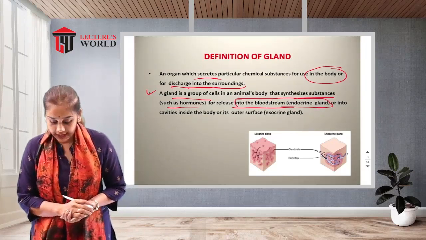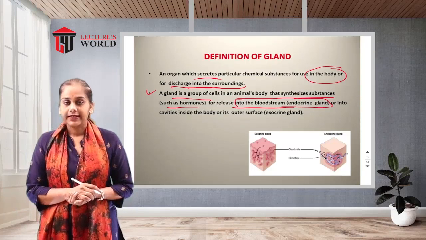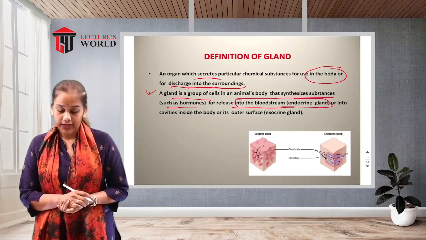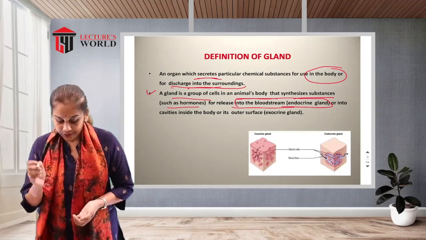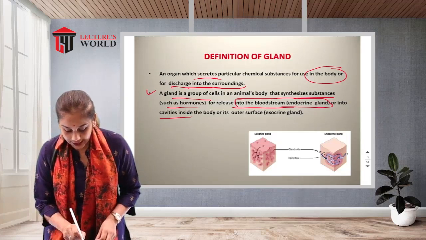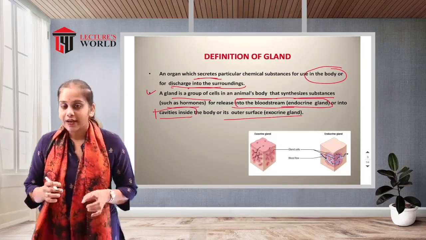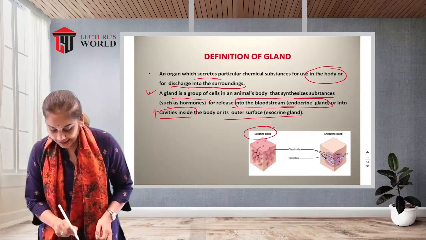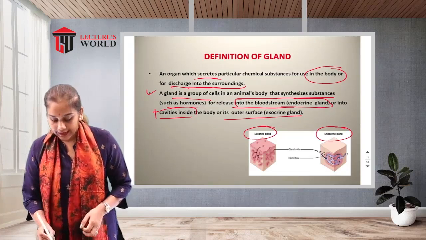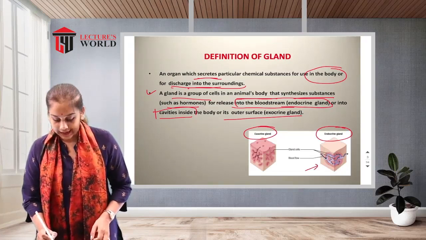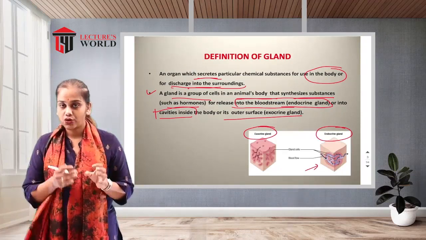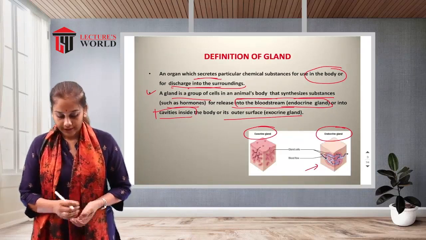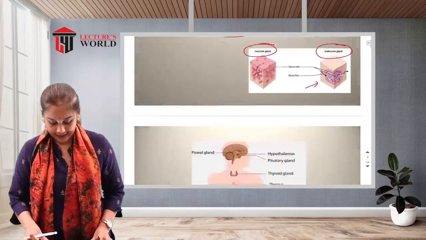As we have seen, what is an endocrine gland? They secrete their secretion or hormones directly into the blood. Glands that secrete into the cavities inside the body, or onto its outer surface, are known as exocrine glands. This is the exocrine gland, and this is the endocrine gland. Endocrine glands secrete directly into the blood, while exocrine glands secrete via a duct. So there are two types of glands.